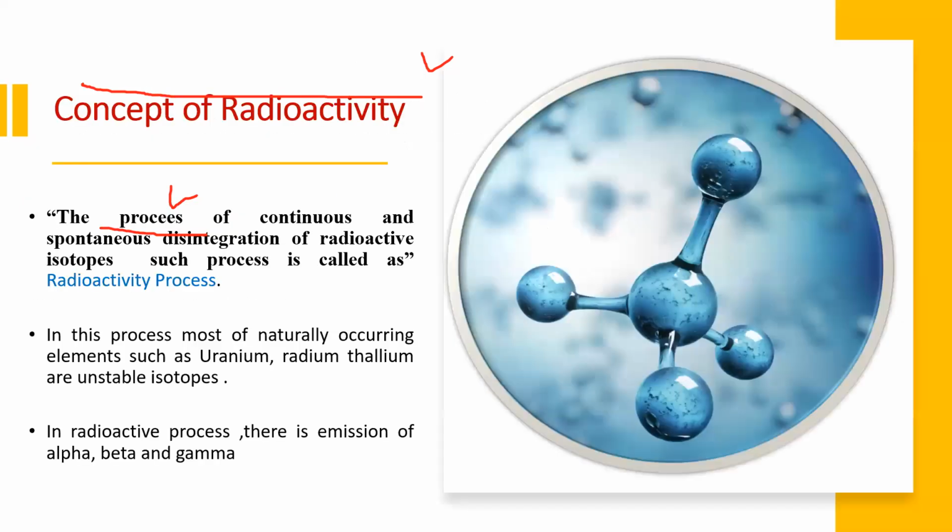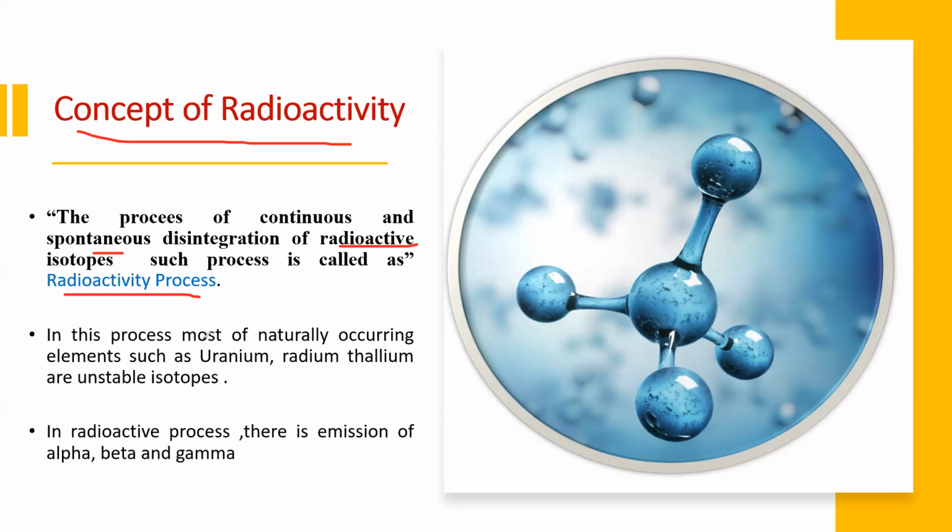Now the next point is the concept of radioactivity. As you know, here we perform nuclear fission reactions, which emit alpha, beta and gamma particles. So this is the concept of radioactivity: the process of continuous and spontaneous disintegration of radioactive isotopes. Such a process is called a radioactive process. It means the emission of alpha, beta and gamma, which is very dangerous to human beings. So here, spontaneous disintegration reactions of radioactive isotopes are performed.